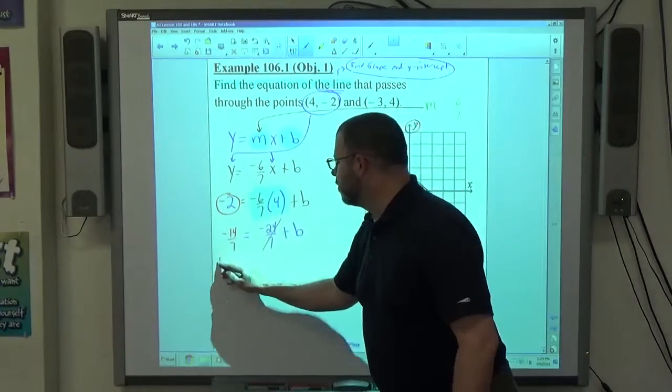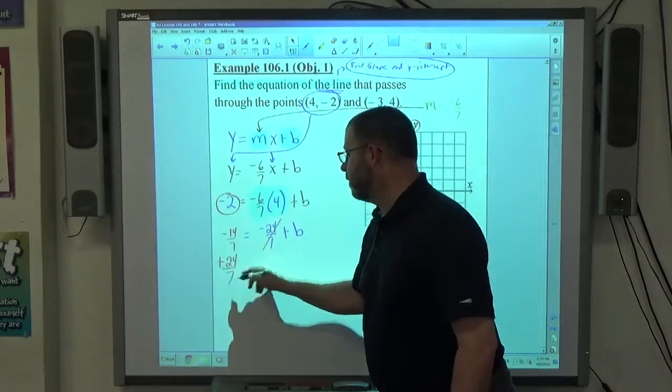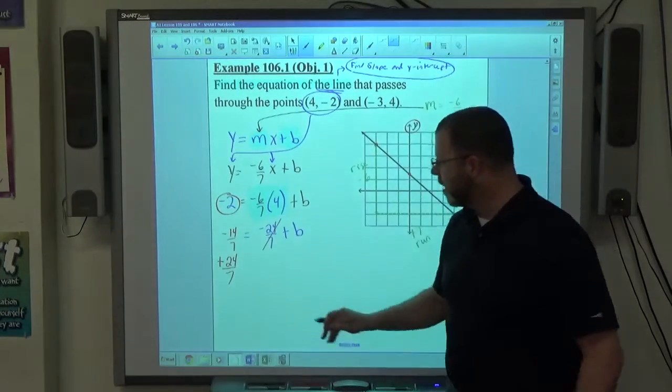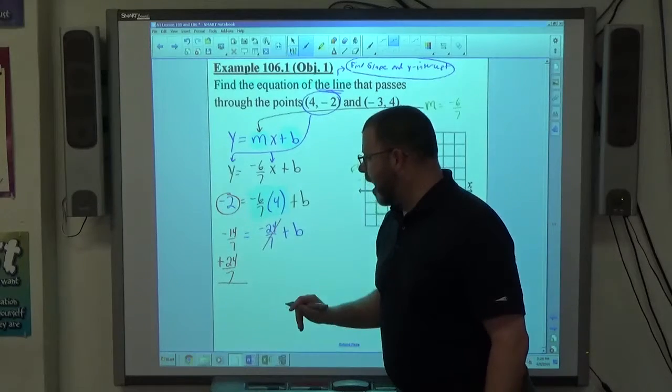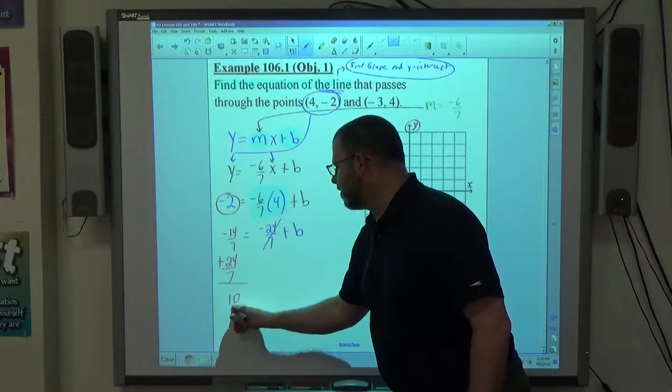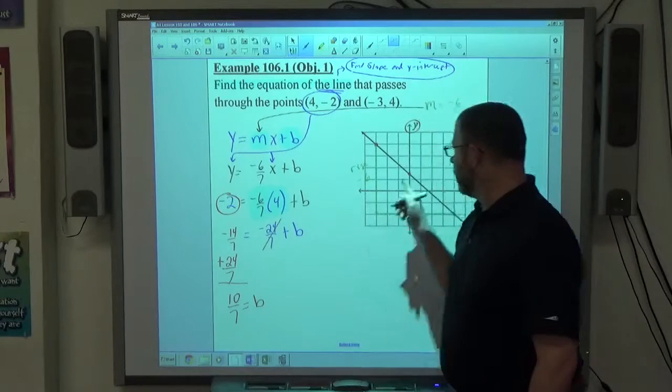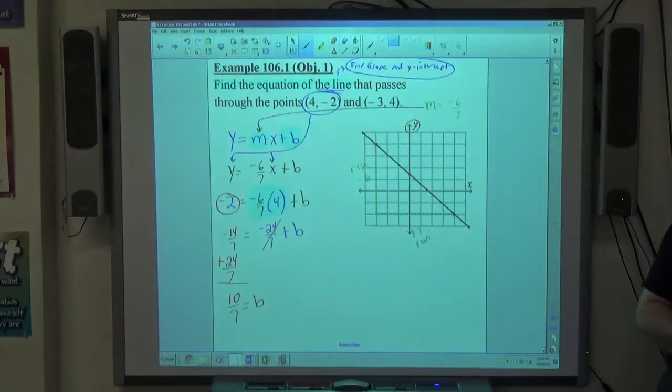Move the 24/7 over, so plus 24/7, right? Negative becomes positive when you move across. If I add negative 14 and positive 24/7, that gets me 10/7 is equal to b. So again, it looked like 1.5, it's actually 1.4 something. All right, so it's not quite 1.5. 10/7 is exactly what it is.